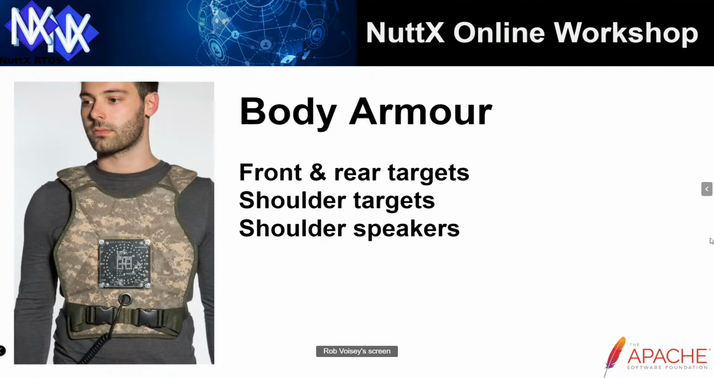And then the other part that the player runs around with is the body armor. Of course, it doesn't armor you against anything. It has targets on the front and rear, so you can be shot or it can shoot out of those targets. They've also got quite a lot of LEDs for doing particular effects, which are completely programmable within the scripts. There's also shoulder targets, which didn't exist when we took this photo, making it harder to hide from being shot. And there are shoulder speakers so that you can get some audible directionality of the direction you're being shot from.